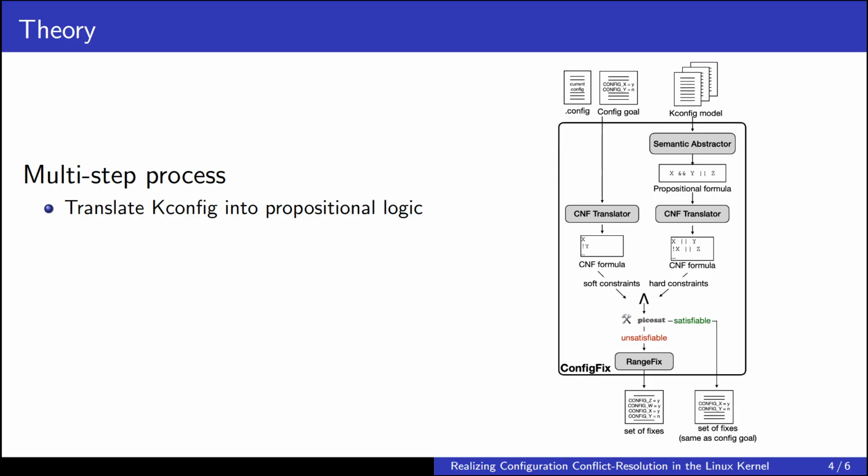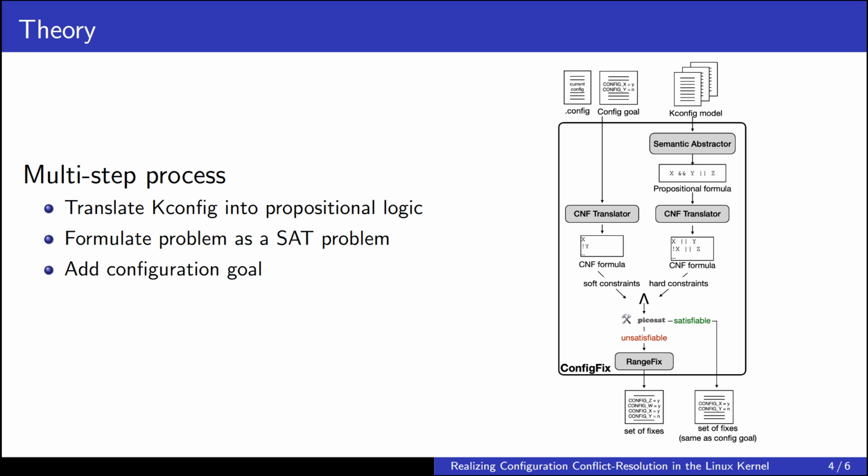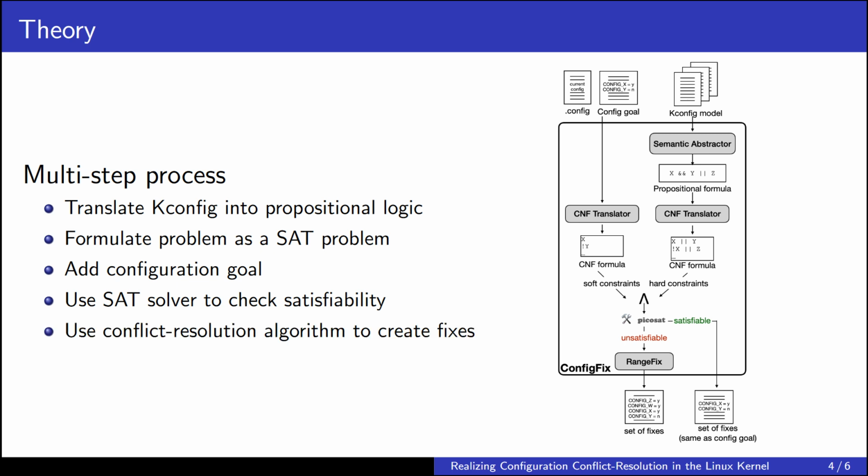The fixes are generated in a multi-step process. First, the kconfig model is translated into a propositional formula. This formula is then converted into a SAT problem. Subsequently, the values of the current configuration and the conflict, that is, the changes in symbol values, are added to the SAT problem. We then use a SAT solver to check the satisfiability of the SAT problem we built. If it is satisfiable, then that means that the options can just be set using the regular GUI. If it is unsatisfiable, a conflict resolution algorithm is used to generate a maximum of 3 fixes.